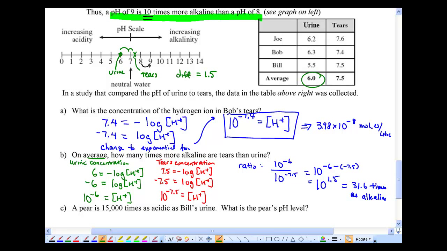Do you see where I got the 1.5 from in my answer to part B? Because this is a logarithmic scale, we don't say it's 1.5 times more alkaline. Because this is a logarithmic scale, we have to go 10 to the power of 1.5. And that's why we get this 10 to the power of 1.5. So that shows it's actually 31.6 times as alkaline.